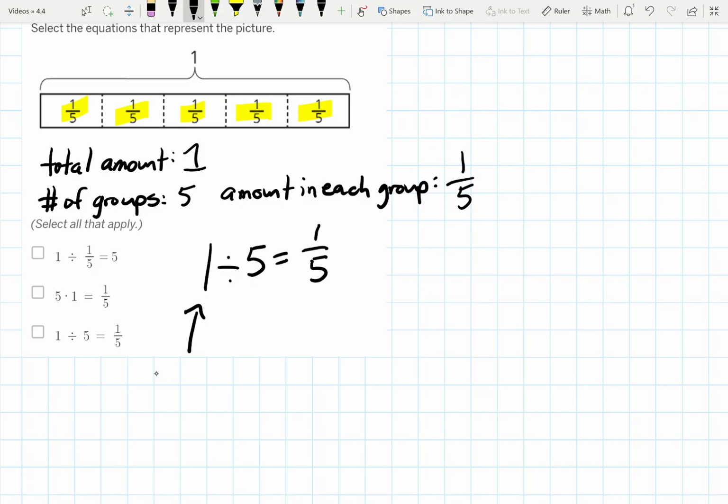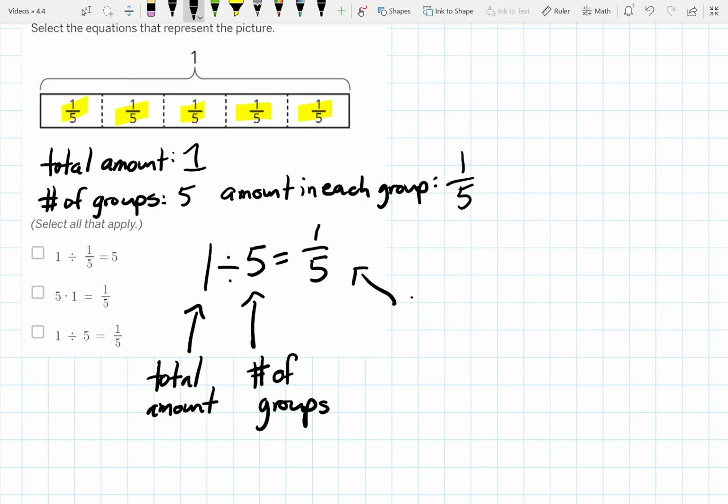Our dividend when we divide is always our total amount. The divisor is either going to be the amount in each group that we're making or the number of groups. Here we could choose 5 to be the number of groups. And in that case, the quotient would represent the amount in each group. So does this represent the picture? Absolutely. So in this problem, 1 divided by 1/5 equals 5, and 1 divided by 5 equals 1/5. Both of those equations represent the picture.